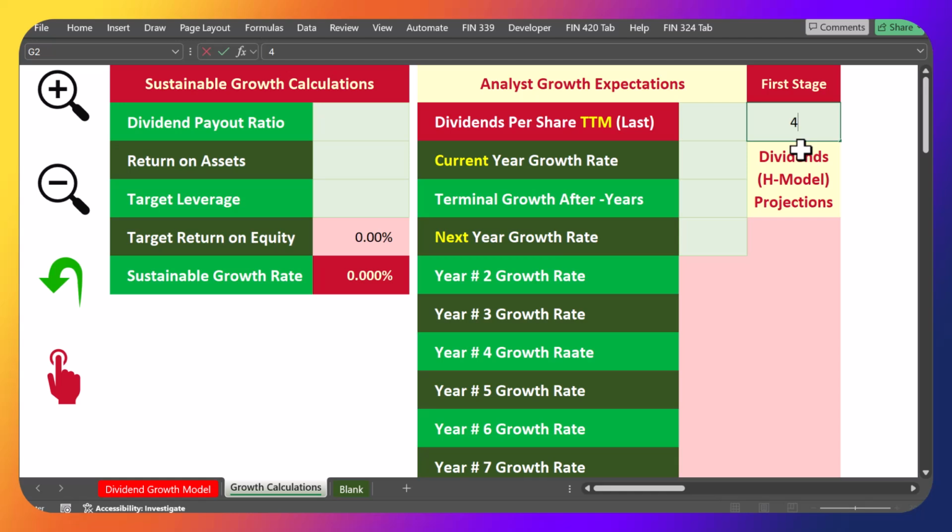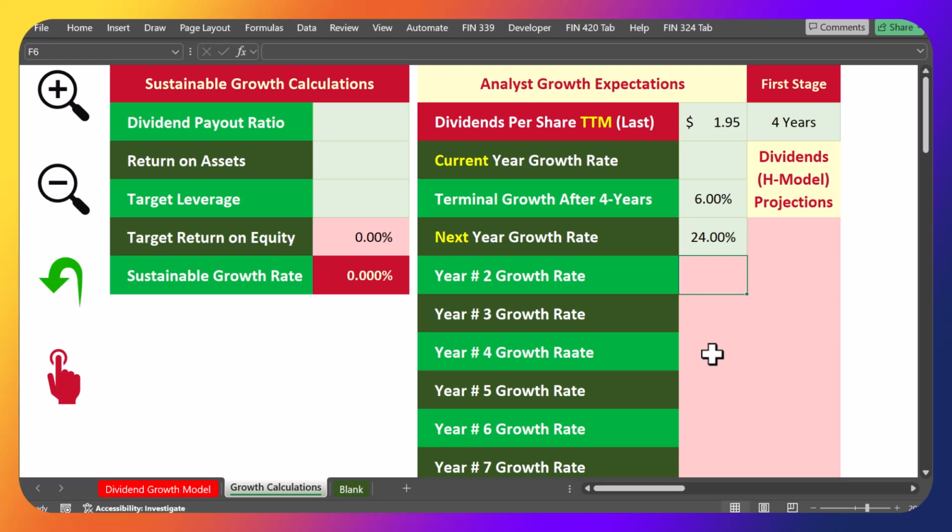First stage is going to last for 4 years. Currently, dividends are 195. Ignore that current year growth rate for now. I use it for different purposes. Terminal growth is 6%. Next year growth rate is 24%. We're going to use the H model to figure out the growth rates for years 2 and 3.